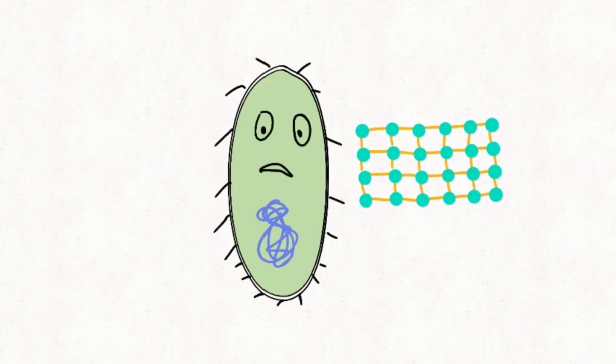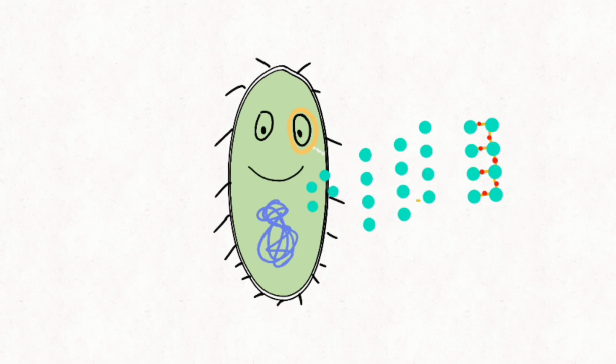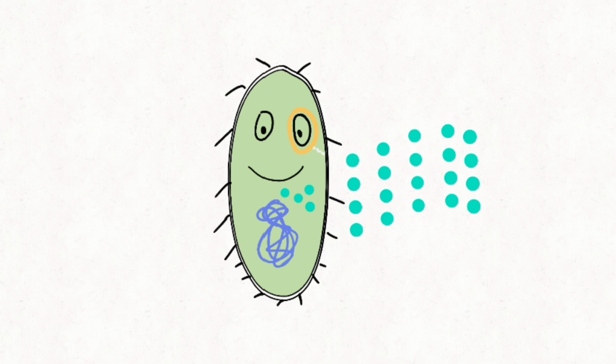What if the nutrients are too big or have a complex structure that cannot be taken in directly? Bacteria secrete protein compounds called enzymes into the surrounding environment. Enzymes help break down complex molecules into smaller subunits, making it easier for the bacteria to absorb them.